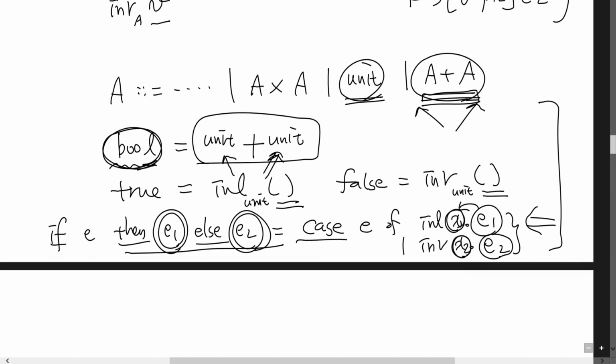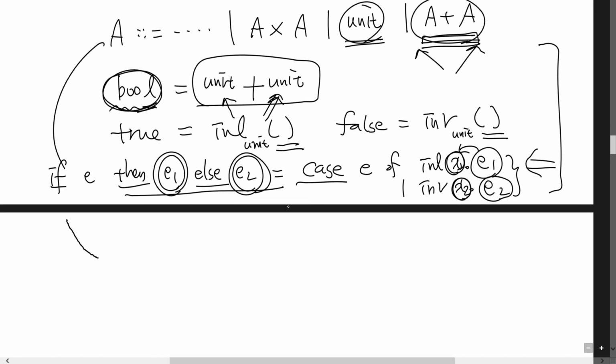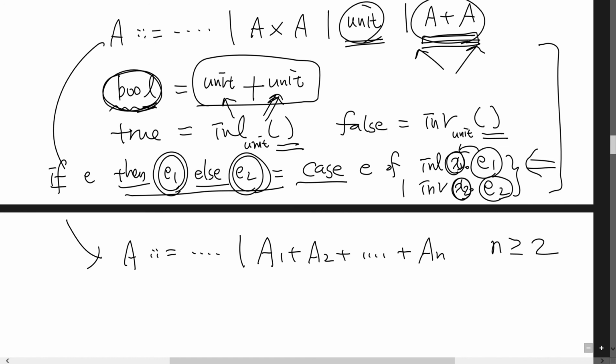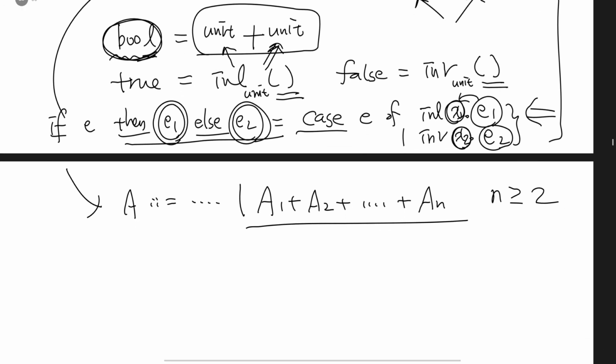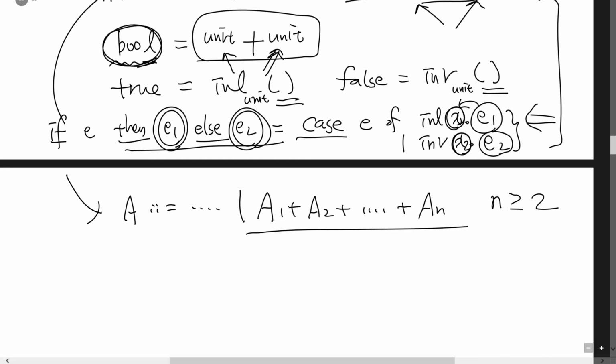And finally, let's try to generalize. Just like we generalized product types, we can think about sum type A1 plus A2 plus dot, dot, dot, An, where n is greater than or equal to 0. So this is generalized sum type. And the development of the typing rules and reduction rules is straightforward. What is interesting is the special case of n being 0. If n is set to 0, then what happens?